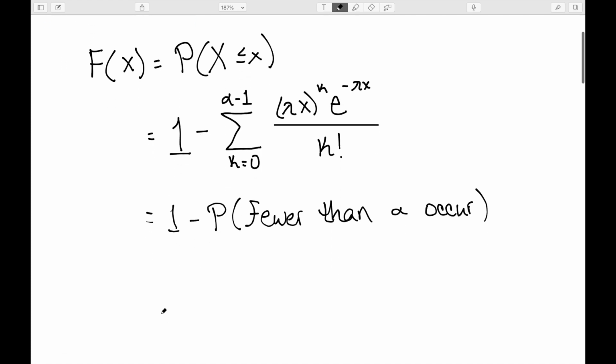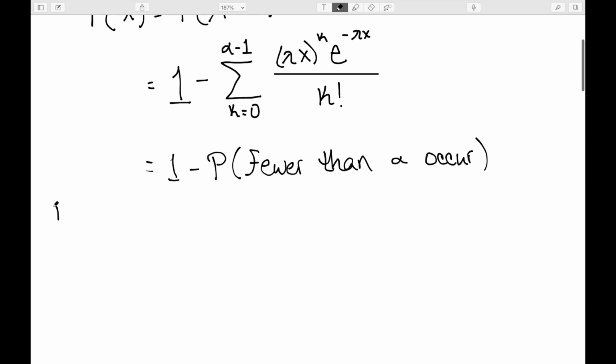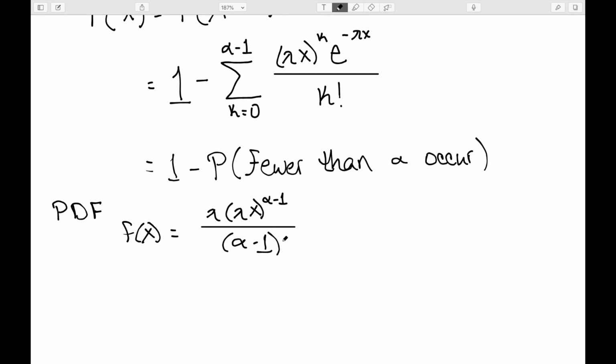Now that I have this CDF, I can start looking at the PDF, which is the derivative of this CDF. So we have little f of x. And if you work out the derivative of this summation and simplify, you get lambda times (lambda x)^(alpha minus 1) over (alpha minus 1) factorial times e^(-lambda x). And any distribution with this type of PDF is a gamma distribution.